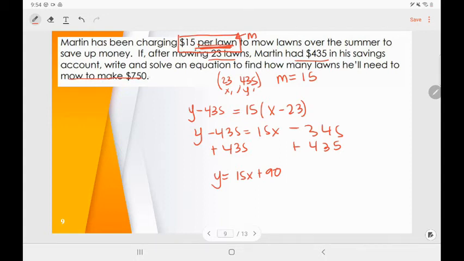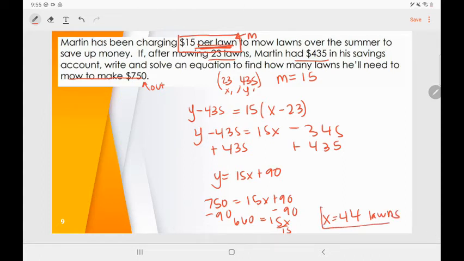And now I'm going to figure out how much he needs to mow to make $750. Remember, we decided that $750 is the output, so that goes where the y is. 750 equals 15x plus 90. Solve that. 750 minus 90 is a grand total of 660, divided by 15 is a grand total of 44. So he mows, remember X stands for lawns, so he mows 44 lawns.